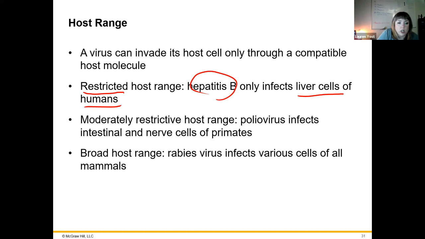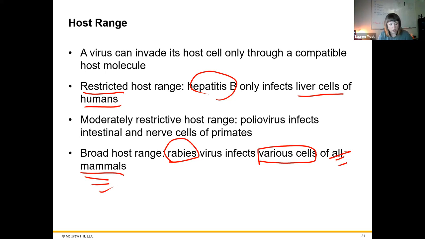We're talking about rabies now. My favorite. Rabies, terrifying. These guys infect various kinds of cells of all mammals, so not just liver cells or anything like that. And once those suckers get into your nervous system, there's no hope for you. You die. I'm not kidding.